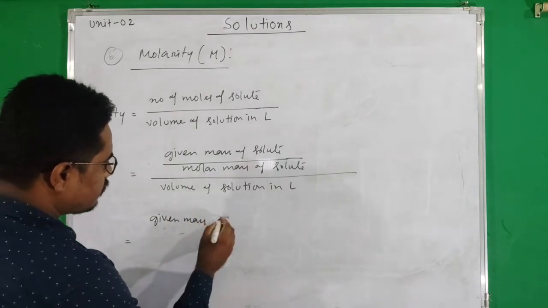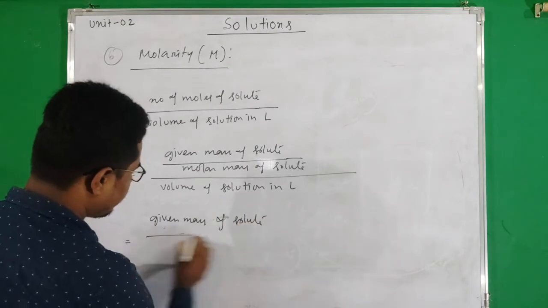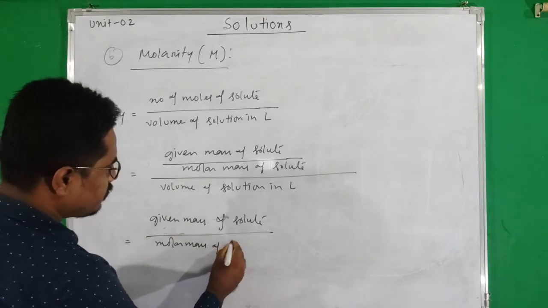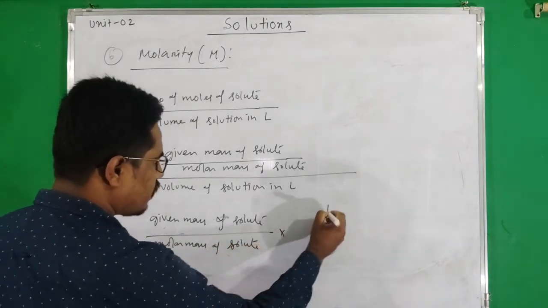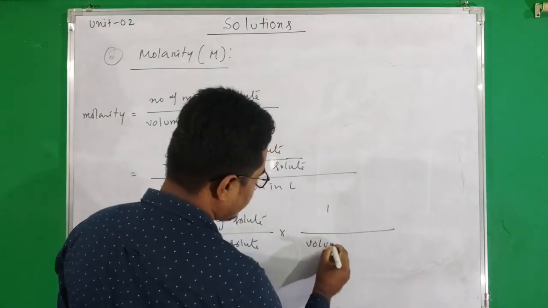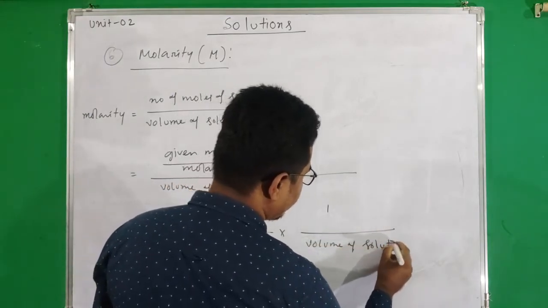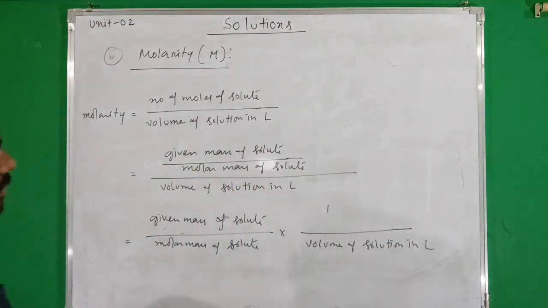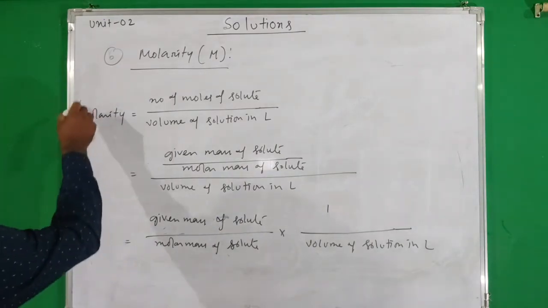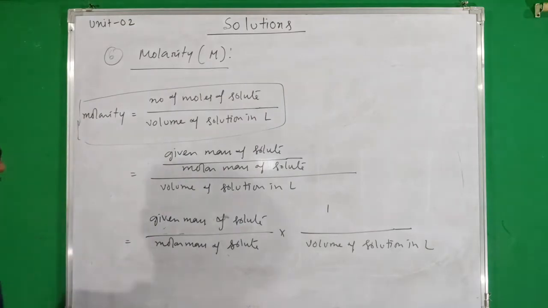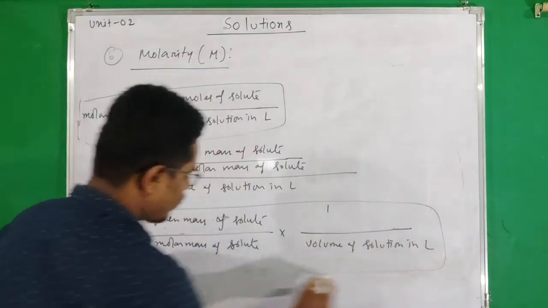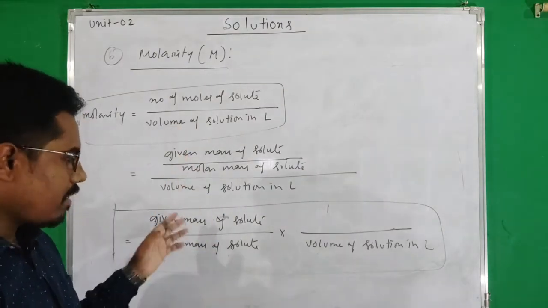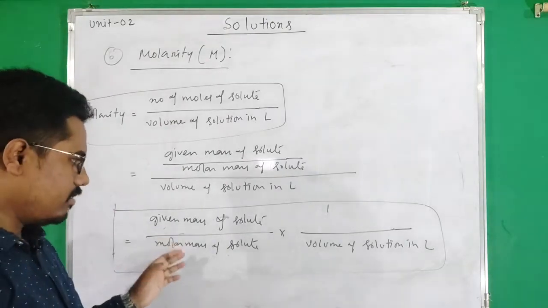If we modify, then we will get the given mass of solute divided by molar mass of solute, into 1 divided by volume of solution in liter. For molarity we have derived two formulas. The first one is this one, very important, and the second one is this one. When the number of moles of the solute is directly given, then we will apply this formula, and when the mass of the solute is given, then we will apply this formula.